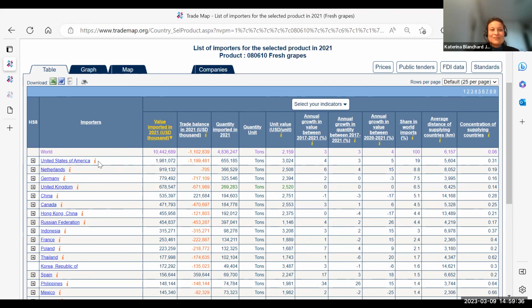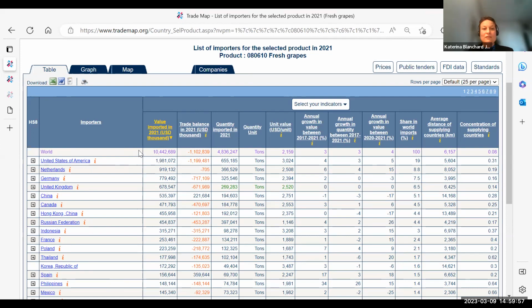We see the confirmation of what we've seen already in the export potential map, that the biggest importer of fresh grapes would be the United States of America. The Netherlands is already the second biggest importer. Then we have Germany and the United Kingdom, and also China.